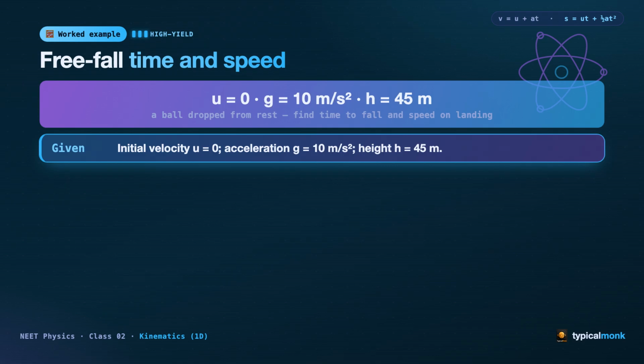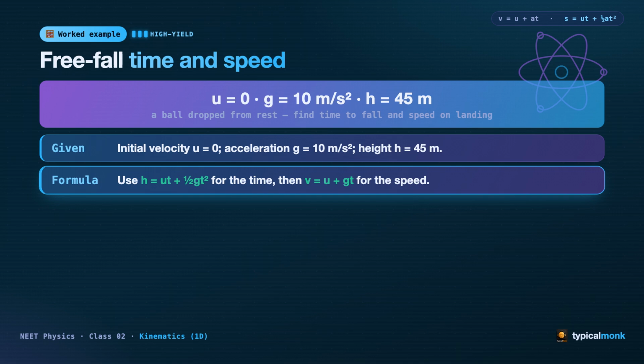Taking g as 10 meters per second squared, we want the time it takes to reach the ground and its speed as it lands. Step 1. Write down what is given. The initial velocity u is 0 because it is dropped from rest. The acceleration is g, 10 meters per second squared, and the height h is 45 meters. Never skip writing the given data.